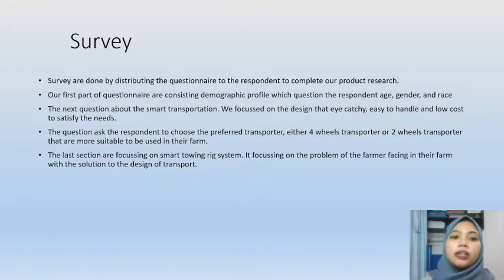The last section of the survey is focusing on a smart towing rig system. So we are focusing on the problems that our farmers face on their farms, with a solution in the design of the transporter.